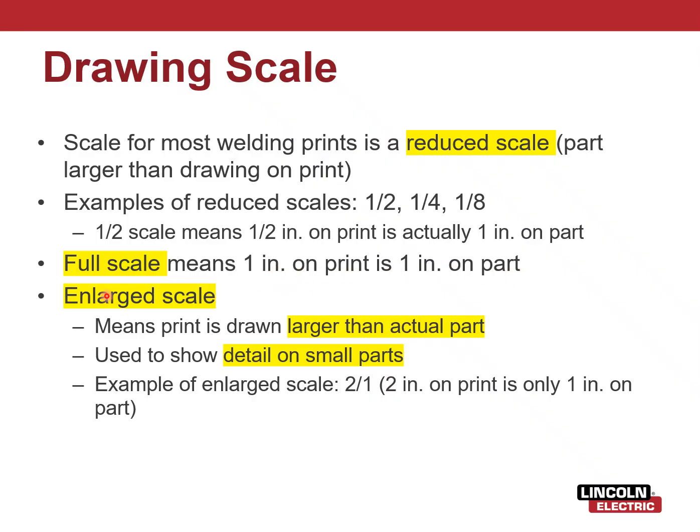And then large scale is the opposite. This means the print is larger than the actual part. So this is like you zooming in on a small part. Okay, this is used to detail small parts. And then the numbers just reverse, right? Now you're going 2:1. 2 inches on print is only 1 inch on part.